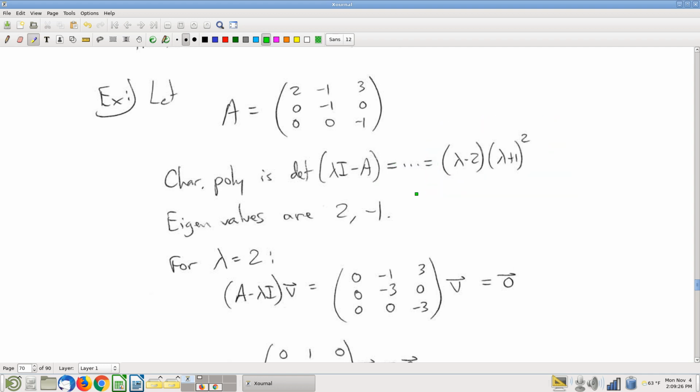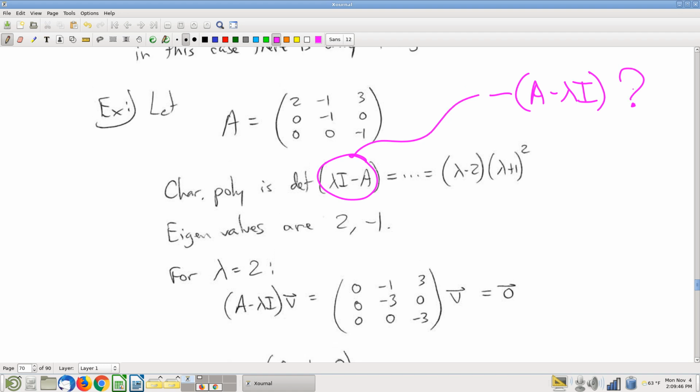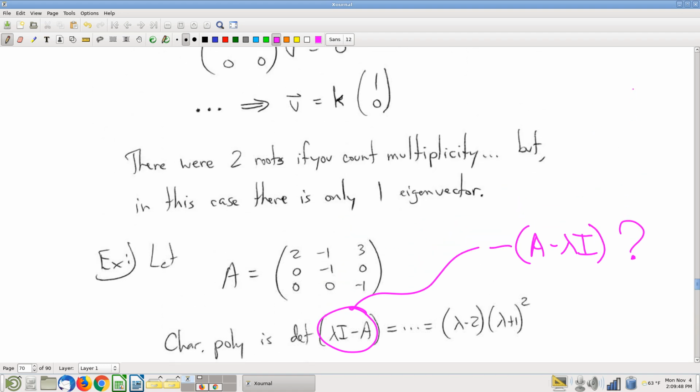Quick aside, you'll notice here that this is not A minus lambda I. This is the negative of A minus lambda I. So question, why lambda I minus A instead of A minus lambda I? First of all, I want to point out it doesn't really make any difference. We're looking for roots of the determinant. Right? So the determinant of these two matrices may differ by as much as a minus sign, but they're going to have exactly the same roots. They're going to give you exactly the same eigenvalues, therefore.